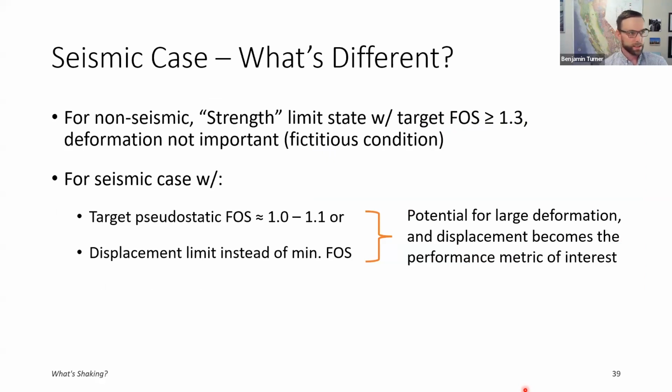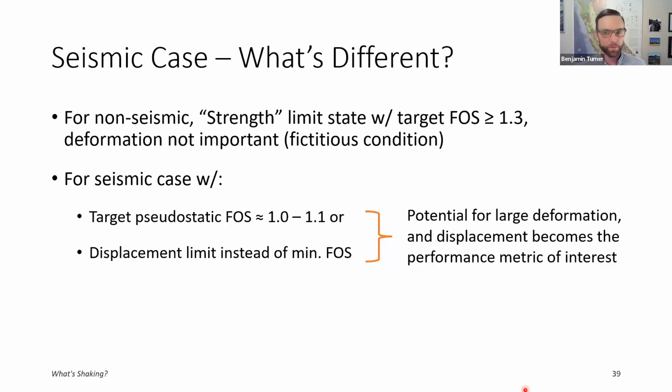Okay, so let's get into the seismic case. What is different about this? For the non-seismic cases, or generically what I was just talking about, we're usually talking about designing to a target factor of safety on the order of 1.3 or more, somewhere in the range of 1.3 to 1.5 typically. In the context of LRFD, we would call this a strength limit state. For allowable stress design, like for the building code, this would just be the slope stability case, and that's the target factor of safety. And we ignore the deformation in that sort of analysis or reporting of the results.